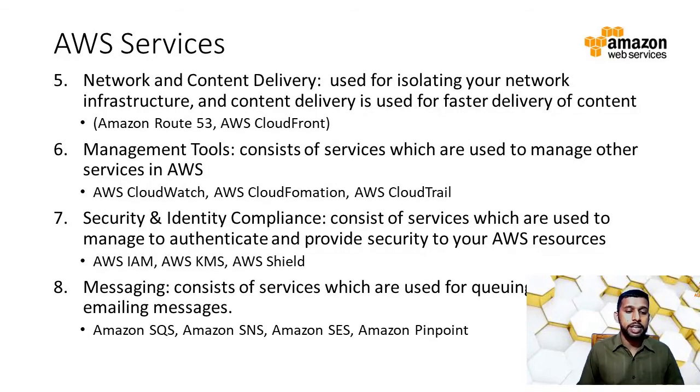Then next is networking and content delivery. Amazon provides a fast content delivery network so consumers get fast content delivery. It will isolate our work so that outsiders cannot see our application and attack it. So it is one of the best security services. Then management tools, provided through its console services, which are used to manage our services in AWS, like CloudWatch, CloudFormation and CloudTrail.